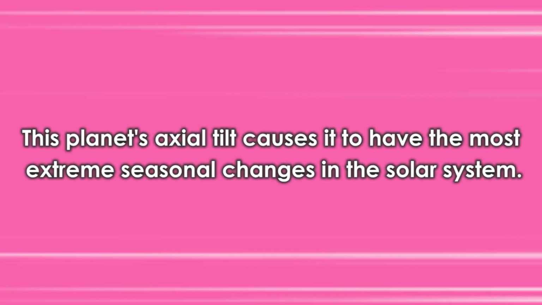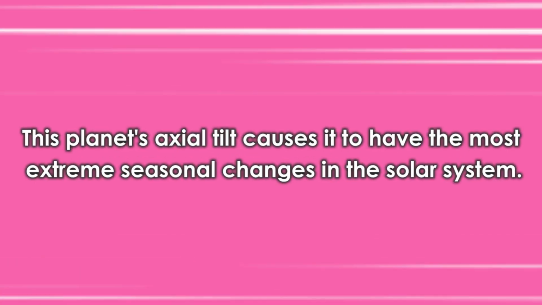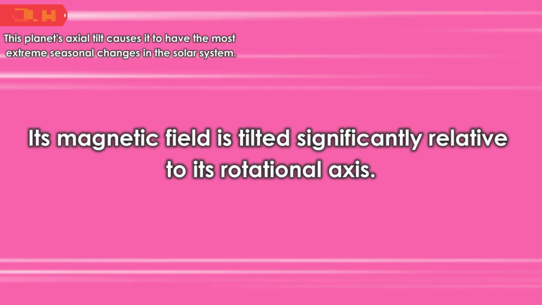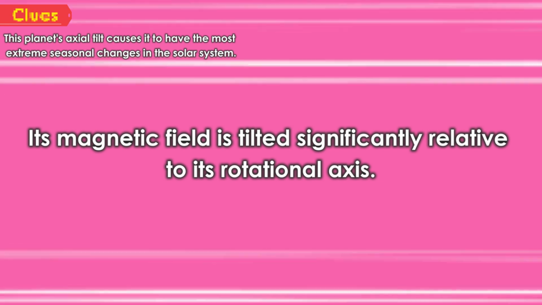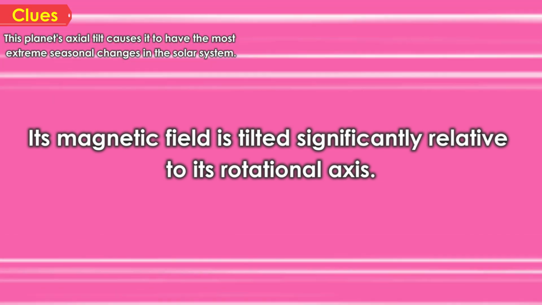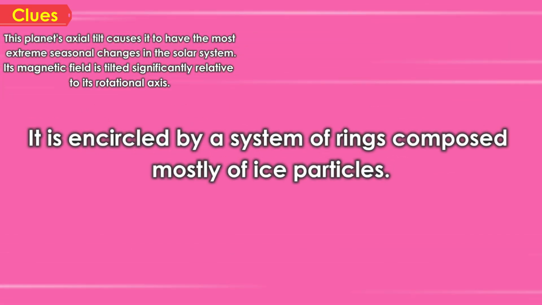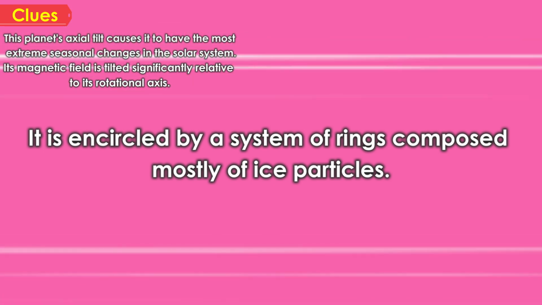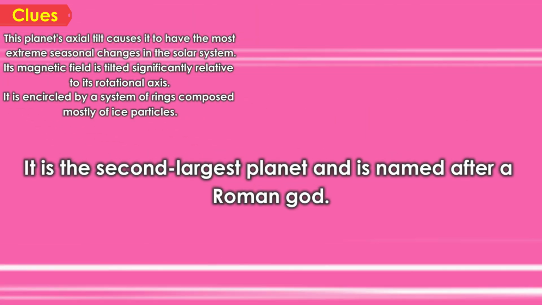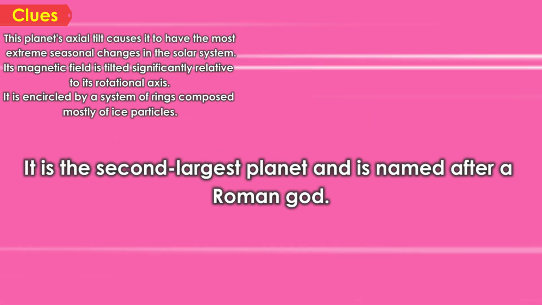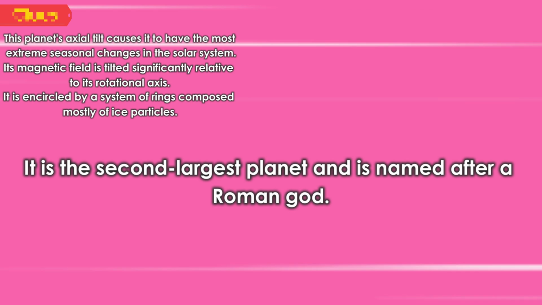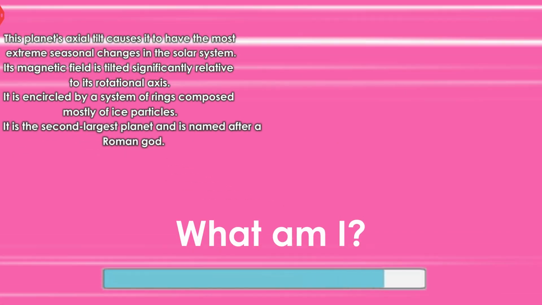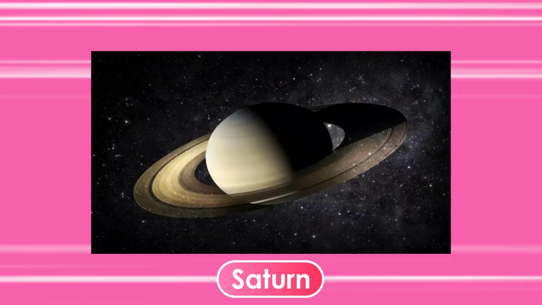This planet's axial tilt causes it to have the most extreme seasonal changes in the solar system. Its magnetic field is tilted significantly relative to its rotational axis. It is encircled by a system of rings composed mostly of ice particles. It is the second largest planet and is named after a Roman god. Saturn.